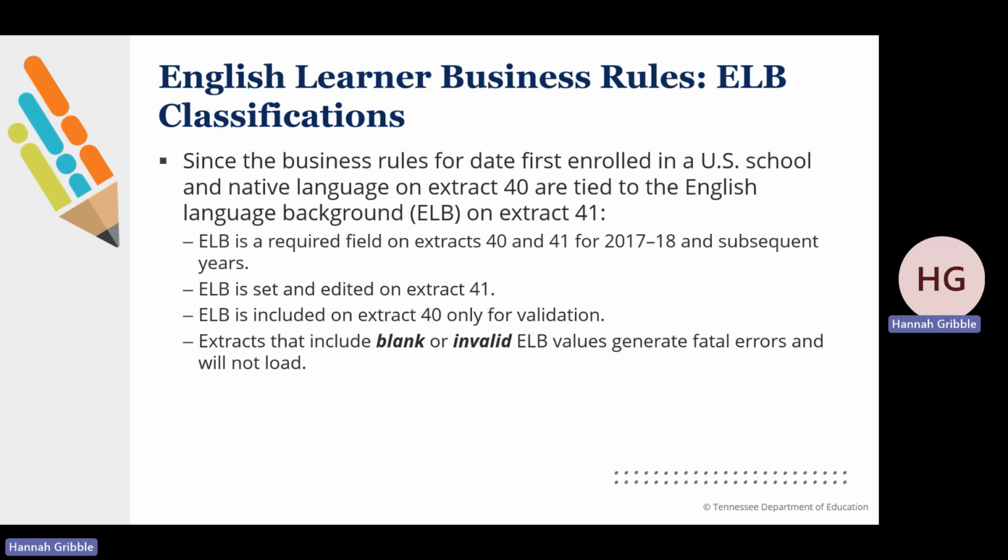Since the business rules for date first enrolled in a U.S. school and native language on Extract 40 are tied to the English language background on Extract 41, English language background is a required field on Extracts 40 and 41 for the 2017-18 and subsequent years. English language background is set and edited on Extract 41. English language background is included on Extract 40 only for validation. Extracts that include blank or invalid English language background values generate fatal errors and will not load.